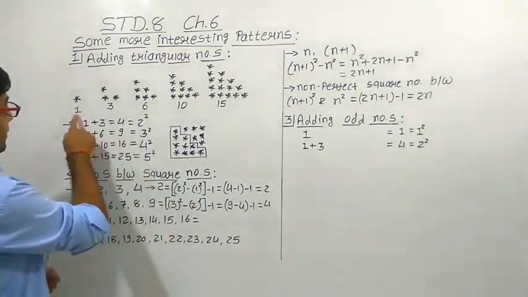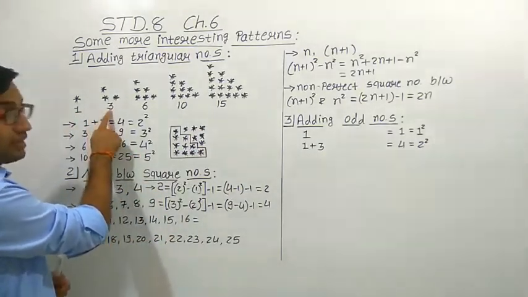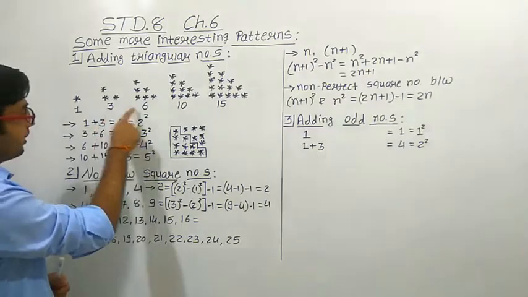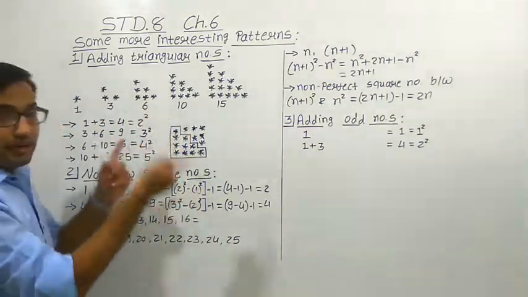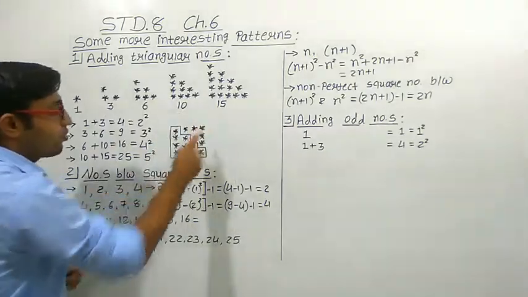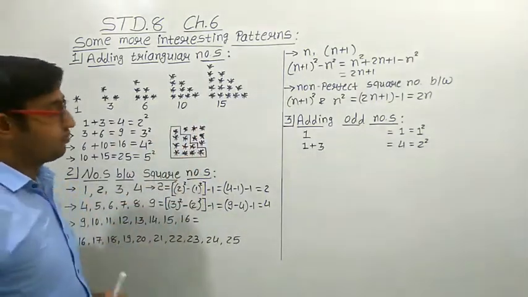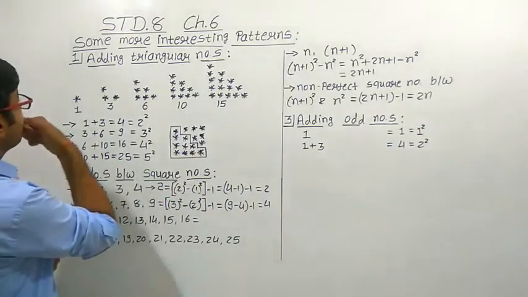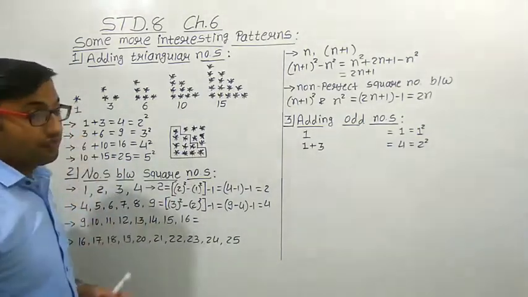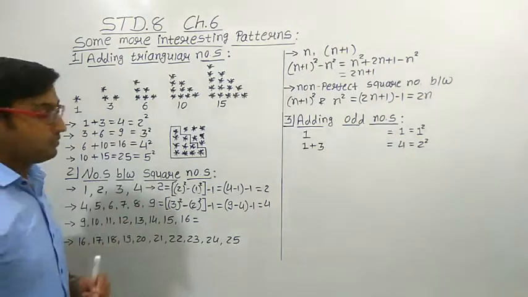Consecutive means if we take 1, we have to add 3. If we take 3, we have to add 6 with it. If we take 6, we have to add 10 with it. And if we take 10, we have to add 15 with it. So that is what we call consecutive numbers. Right? So this is the first interesting pattern we found here. Now let us see how it works.